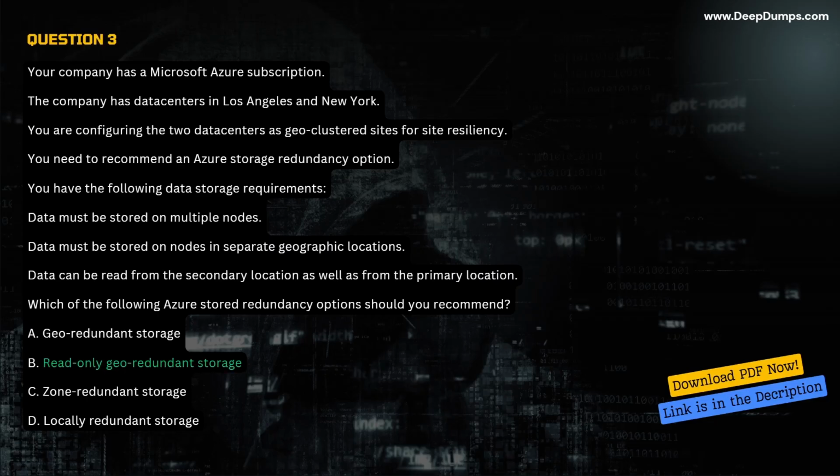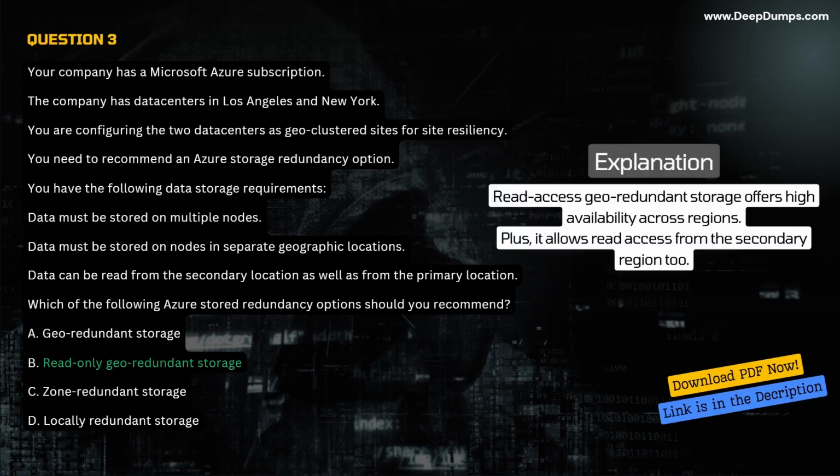Correct answer is B. Explanation. Read Access Geo-redundant storage offers high availability across regions. Plus, it allows read access from the secondary region too.